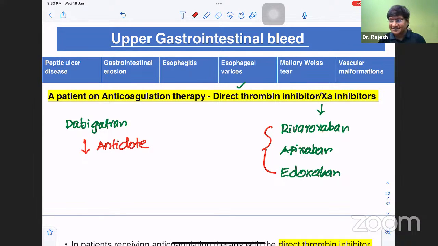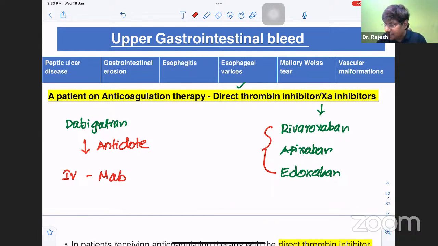No, don't continue with endoscopy here. You have to restore the normal anticoagulation within 24 to 48 hours. So you have to give the antidote first. What is that antidote? For dabigatran, you have to give an intravenous monoclonal antibody. What is that intravenous monoclonal antibody?